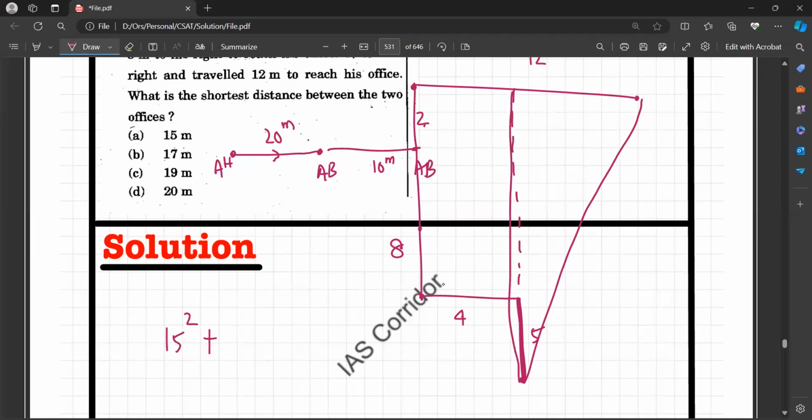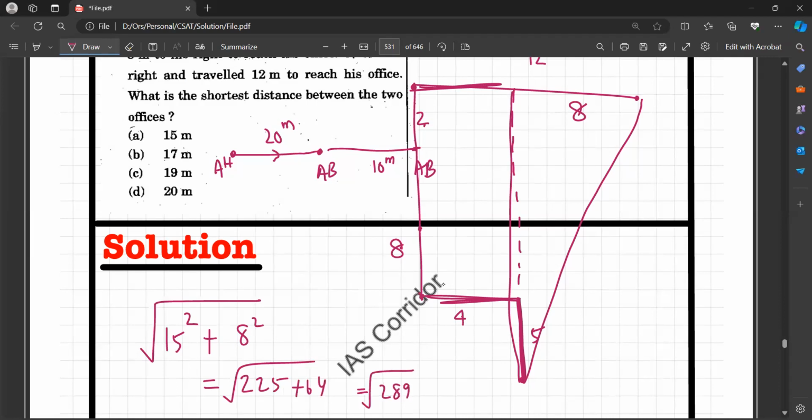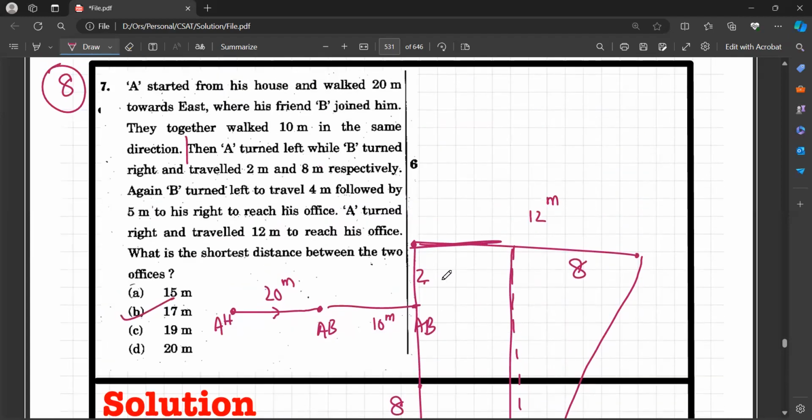15 square plus this is 4. This is 4, this becomes 8. 15 square plus 8 square. This will be 17, I think. 225 plus 64 under root. This will be 289 under root. This will be 17 meter. So the answer would be B. Got it? We have done question number 8.